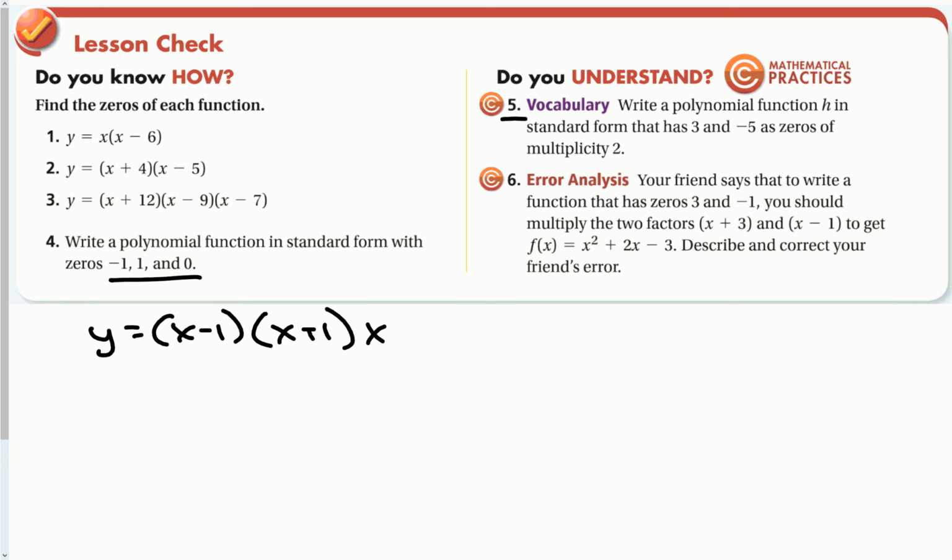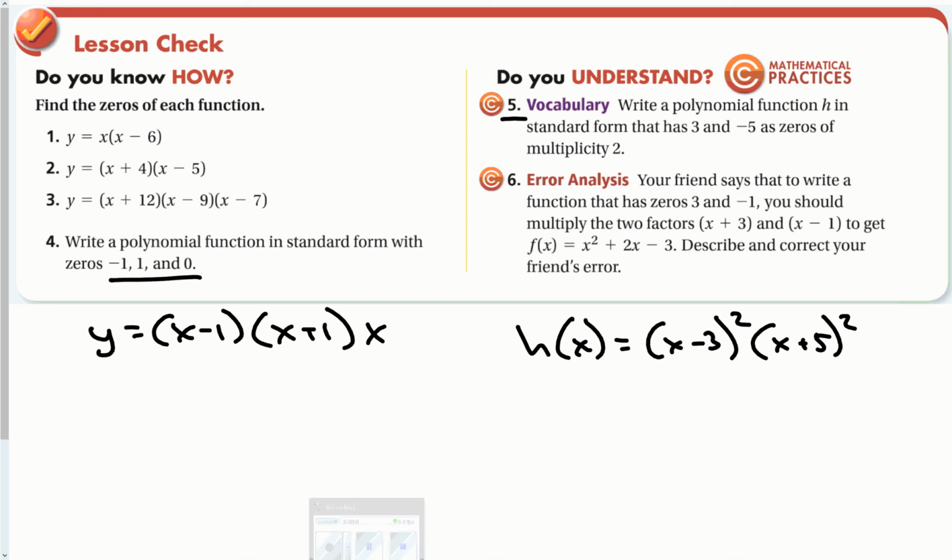Now this is a good one. Write a polynomial in function h in standard form that has 3 and -5 as zeros of multiplicity 2. So that just means that h of x would be equal to x minus 3 multiplicity 2, x plus 5 multiplicity 2, and then you'd have to FOIL those all together. Okay. And that was 5-2, polynomials, linear functions, and zeros.